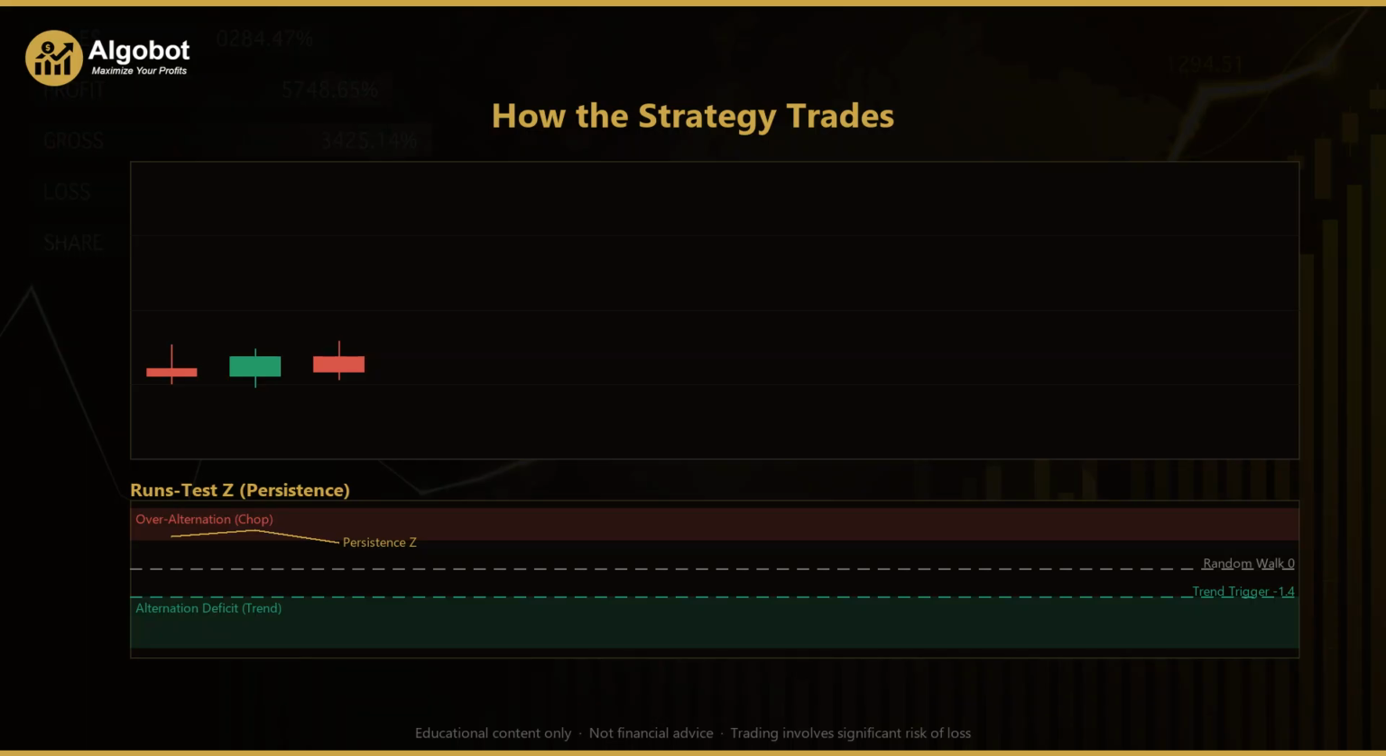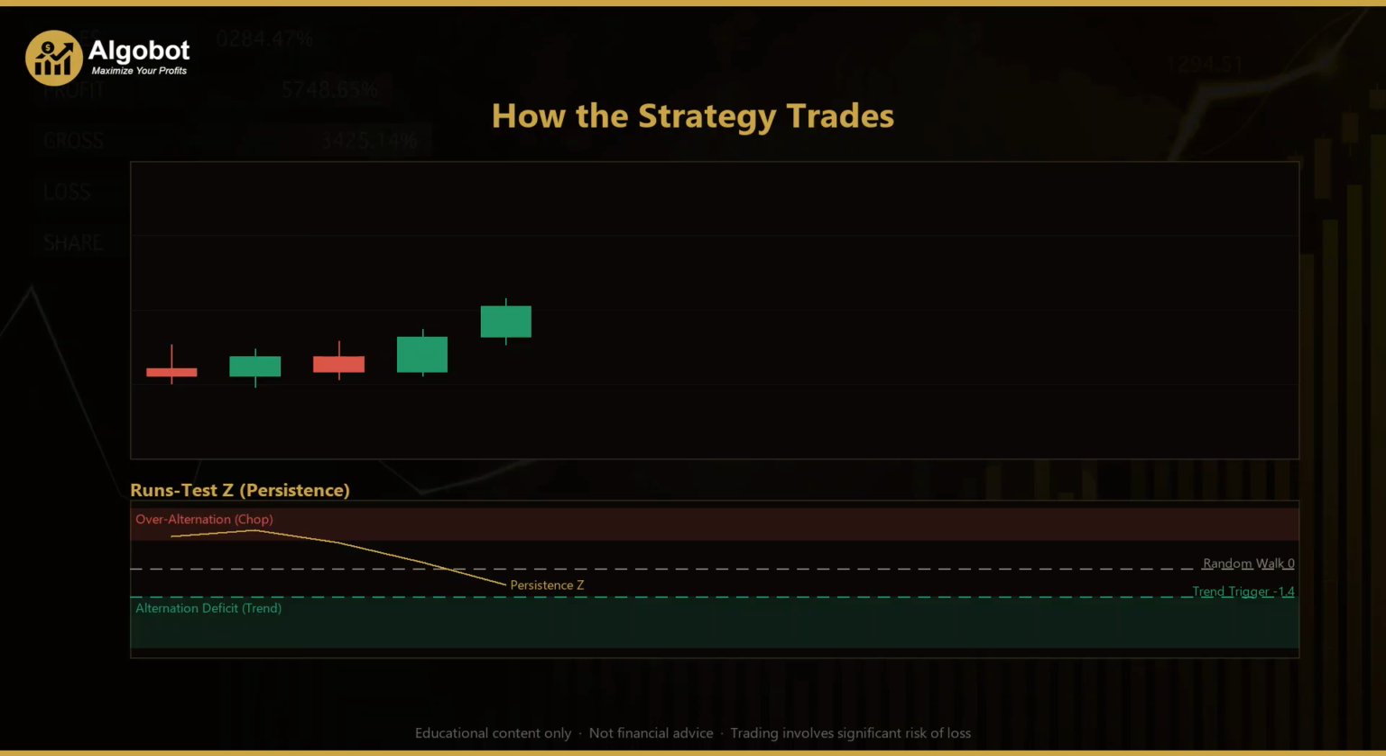Price is drifting sideways, one bar up, the next bar down, then up again. This is classic chop. In the panel below, the persistence score is sitting well above zero, up in the shaded over-alternation zone. Too many runs, too much flip-flopping. The signs are alternating more than random chance would predict. During this stretch, the expert advisor does nothing at all. There's no measurable trend, so it simply stands aside and protects its capital from a noisy, directionless market.